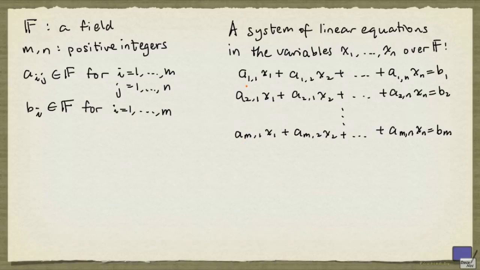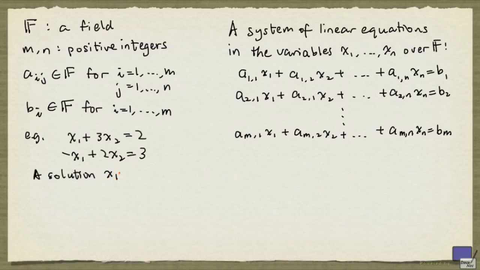Systems of equations can be defined over structures other than fields, but we won't look at them here. And very often, the field F is the set of real numbers, the rational numbers, or the complex numbers. Here is a system of two linear equations in two variables, and we are defining it over the real numbers.